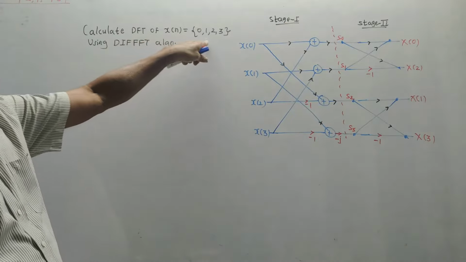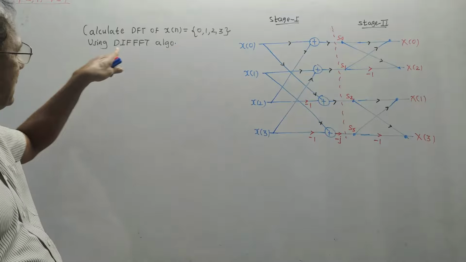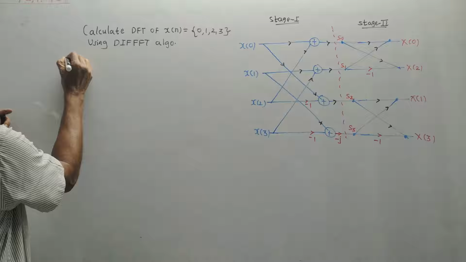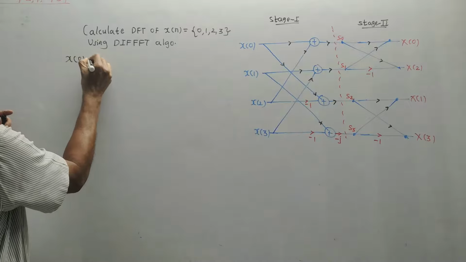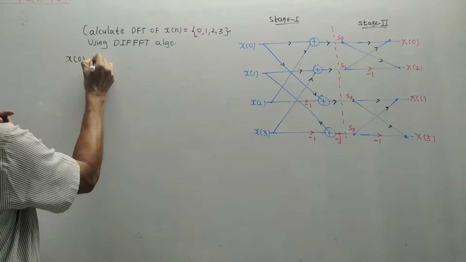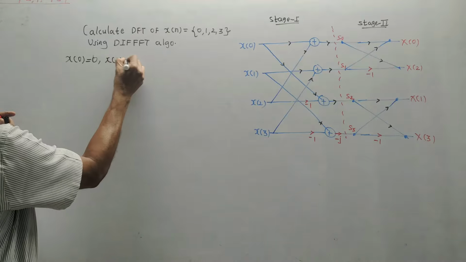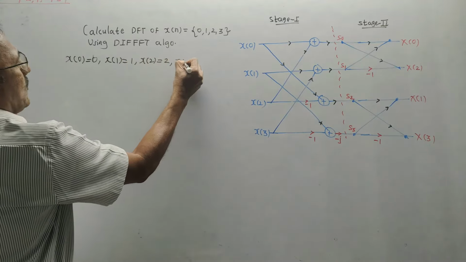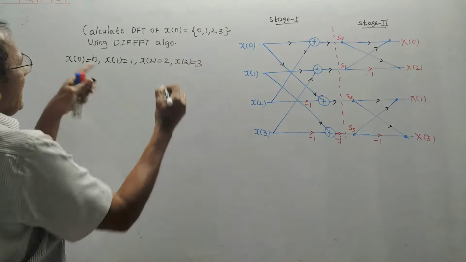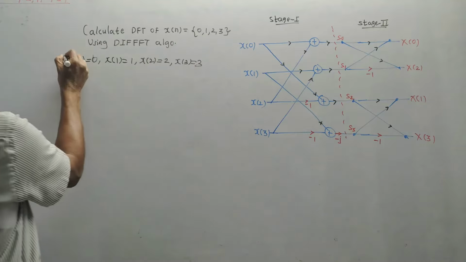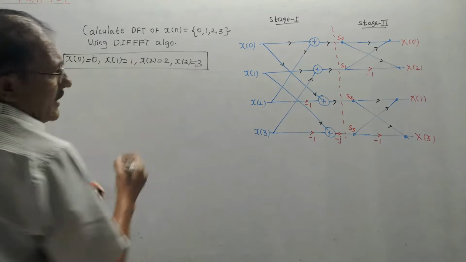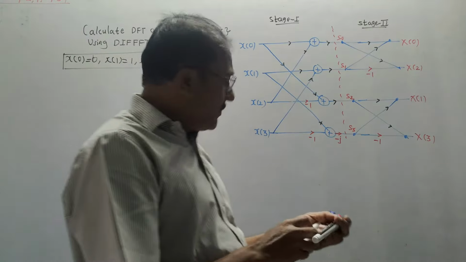Question is calculate DFT of this sequence. This is the given sequence using DIF-FFT. From the given sequence, like the earlier numerical, I will generate the values. X of 0 is 0, first value. X of 1 is 1. X of 2 is 2, x of 3 is 3. These values I have written from the given sequences, for ready reference. Same like the previous numerical.